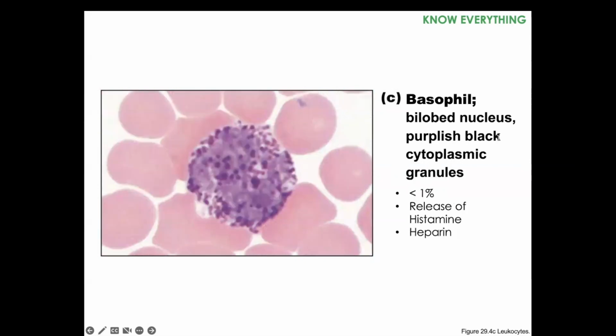Basophils make up less than 1% of white blood cells and also have a bilobed nucleus, but they have dark purple, almost black granules. Basophils release histamine in response to injuries, allergies, and inflammatory reactions, and heparin, which is an anticoagulant.